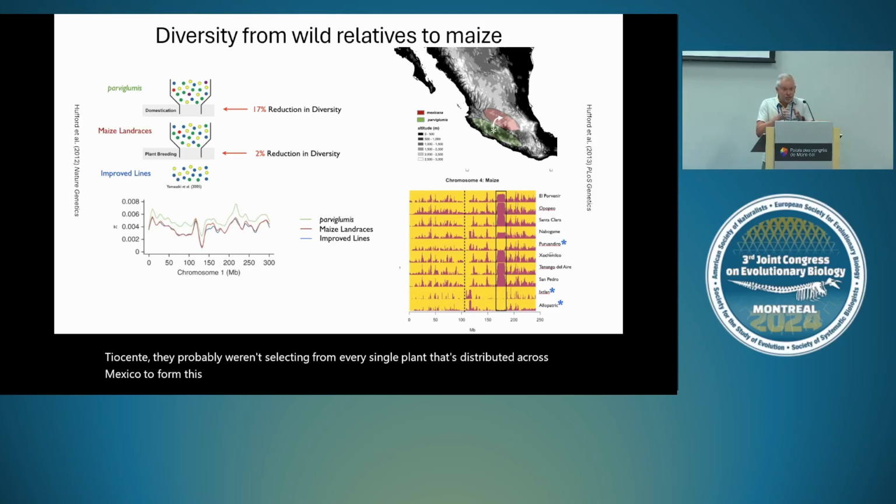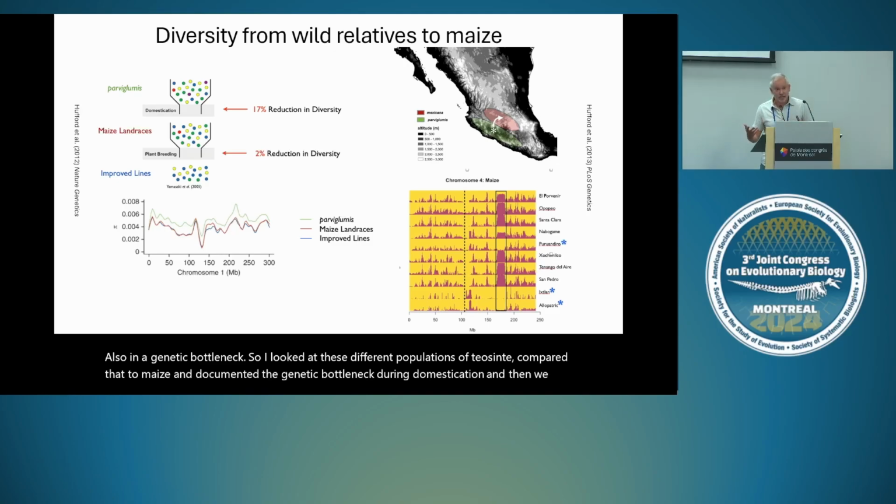There's probably certain populations that had interesting morphological innovations that they primarily selected on, and that results in a genetic bottleneck. So I looked at these different populations of teosinte, compared that to maize, and documented the genetic bottleneck during domestication. And then we studied the process of adaptation of maize.